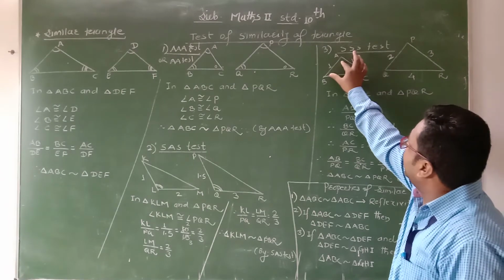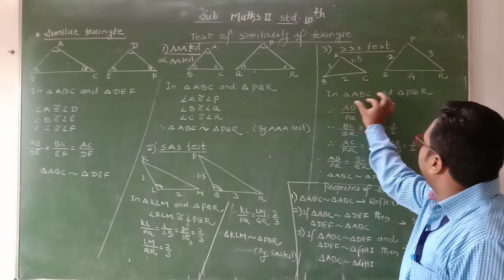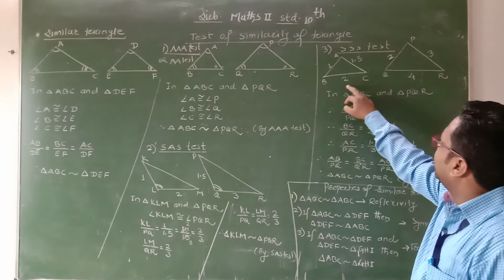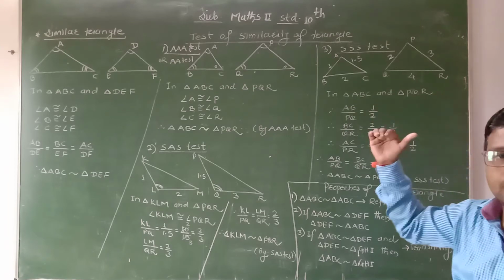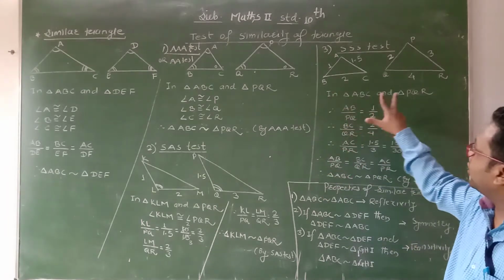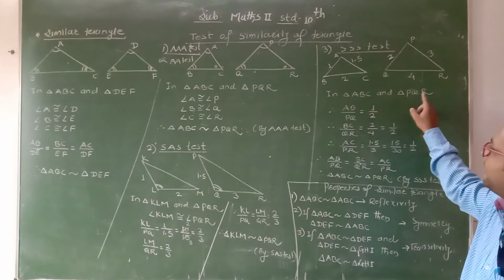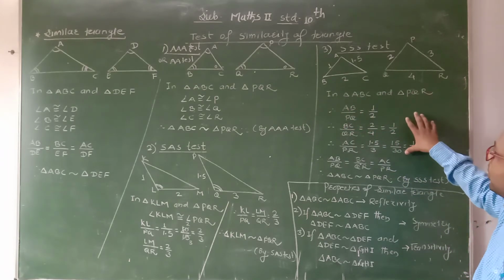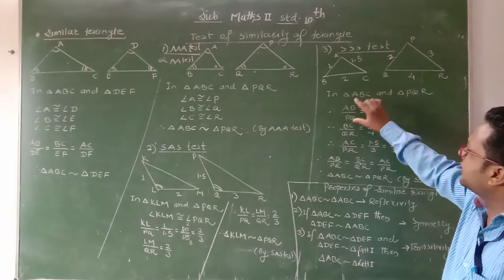Now AB is the smallest side and PQ is the smallest side in this triangle. Then AB is in correspondence with PQ. Next vertex is C and there is R. In this way we get the correspondence between two triangles. According to the correspondence, we take triangle ABC and triangle PQR. First find out the ratio of corresponding sides.